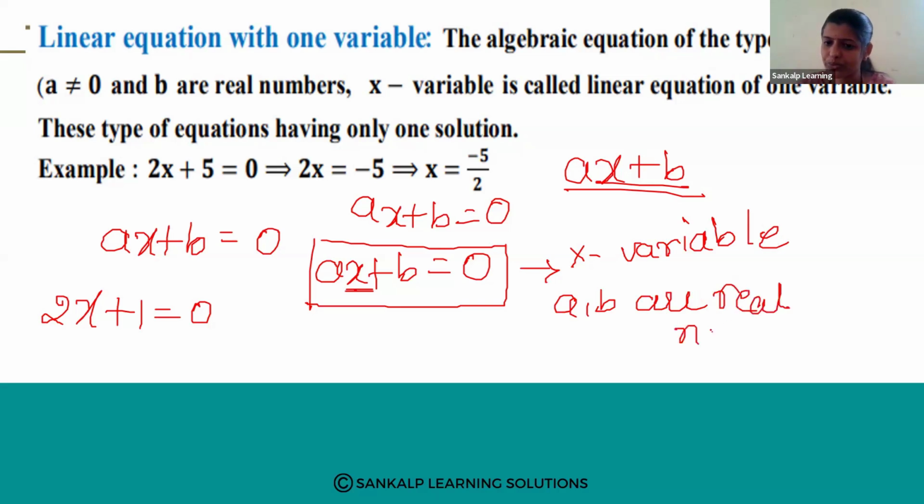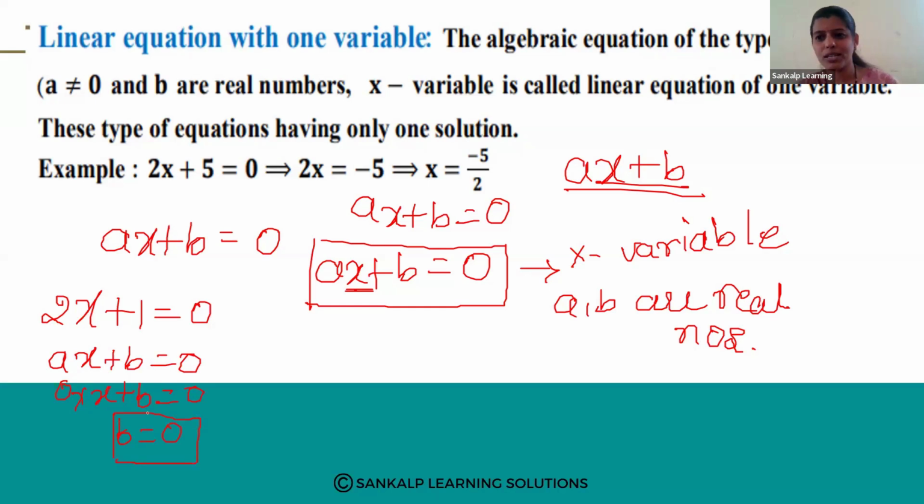Now, when ax plus b equal to 0, it is a linear equation. But one condition is there, that is, a is not equal to 0. When a becomes 0, what will happen? See, when a becomes 0, ax plus b equal to 0 becomes 0 into x plus b equal to 0. That means 0 into x is 0 only, so we get b is equal to 0.